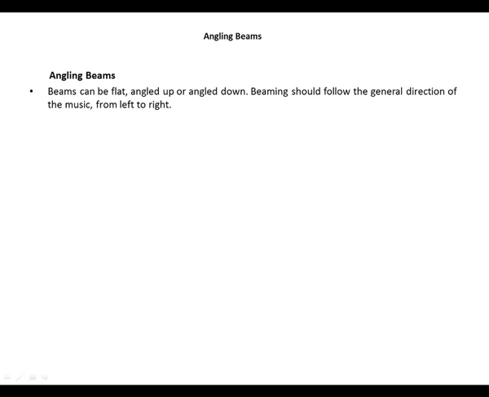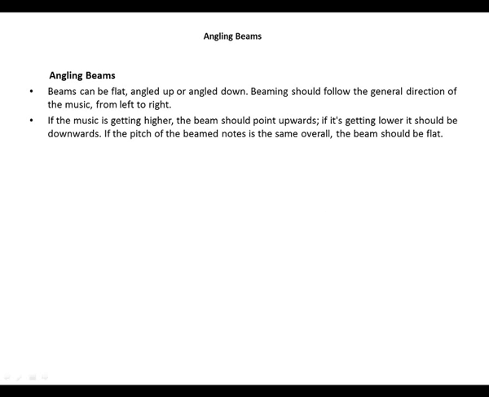Beams can be flat, angled up, or angled down. Beaming should follow the general direction of the music from left to right. If the music is getting higher, the beam should point upwards. If it's getting lower, it should be downwards. If the pitch of the beamed notes is the same overall, the beam should be flat.